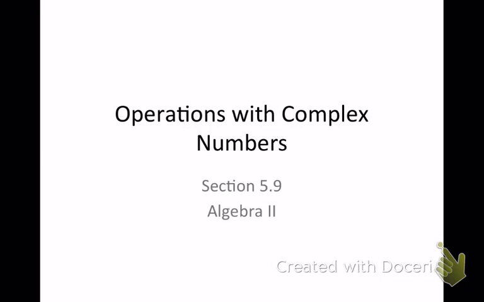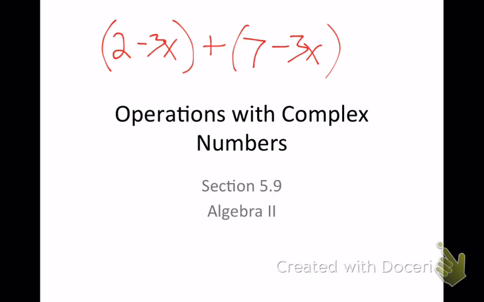Section 5.9 today, operations with complex numbers. As we look through this today, if you can do a problem like this, 2 minus 3x plus 7 minus 3x, can anybody combine like terms and give me the answer? It'd be 9 minus 6x. Okay? 2 plus 7 is 9. Negative 3x plus negative 3x is negative 6x.